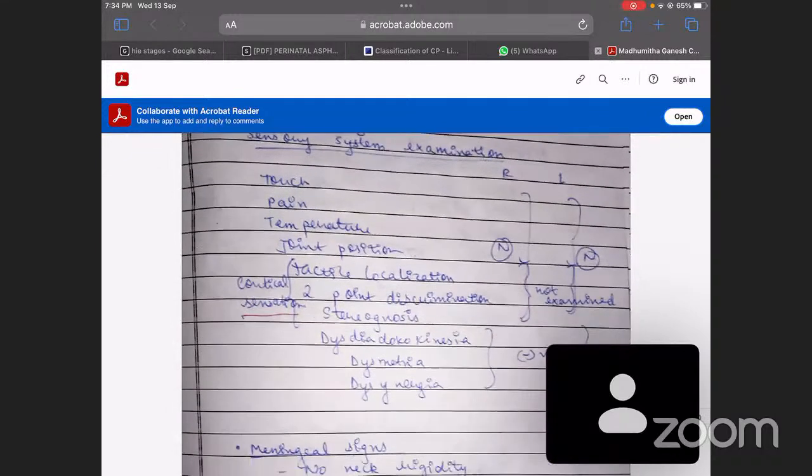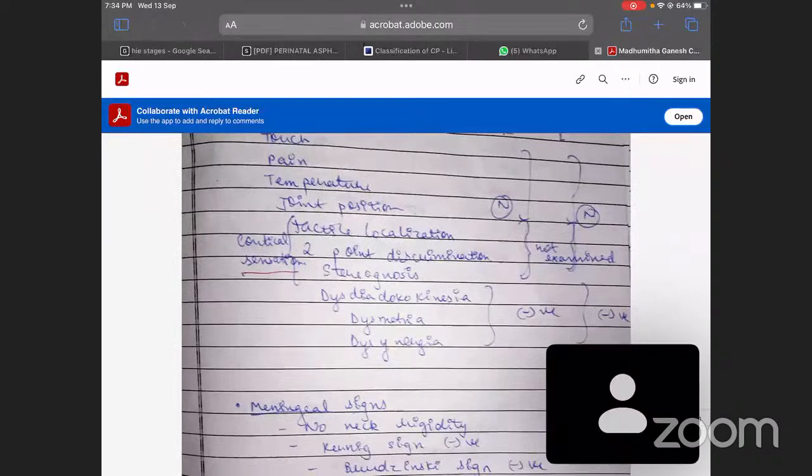Sensory system examination, touch, pain, temperature, joint position was all normal. Since we're dealing with cerebral palsy and it's mostly a spastic type, cortical sensation is very important to be checked. That is tactile localization, 2 point discrimination, and stereognosis, which were not examined in this patient because he was uncooperative. Dysdiadochokinesia, dysmetria, and dyssynergia are negative in both.